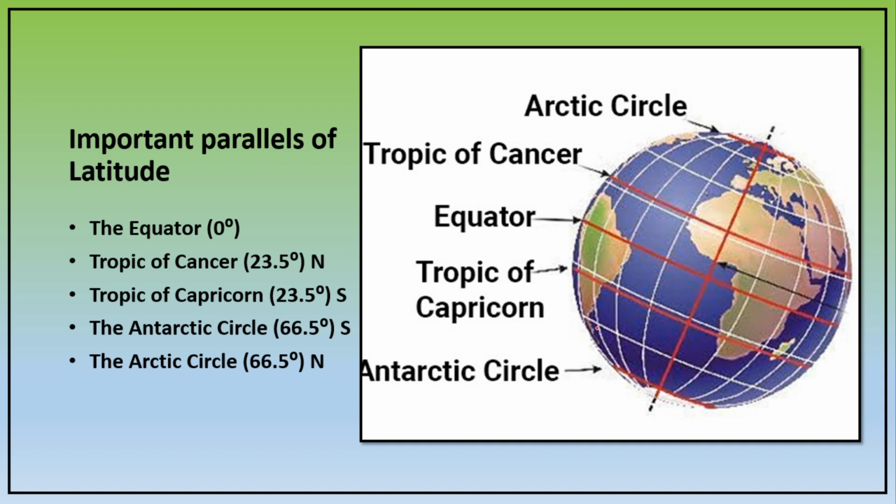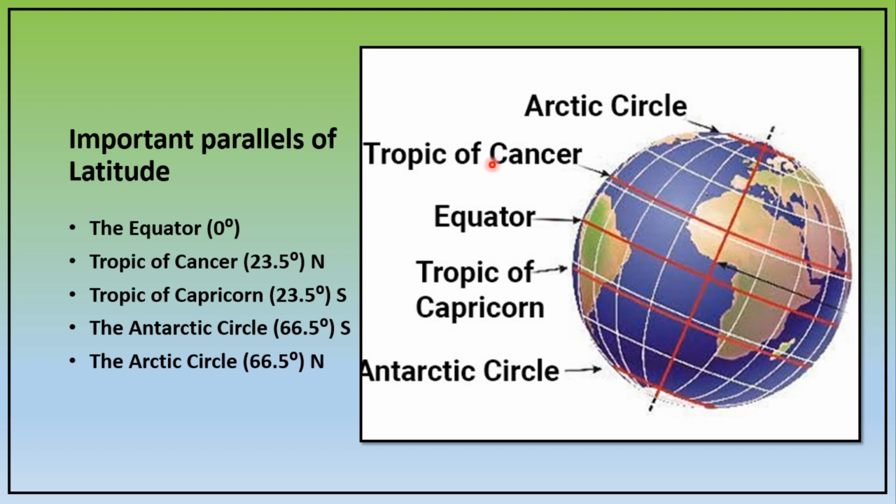Now, important parallels of latitude. There are 5 important parallels of latitude. They are the equator at 0°, the Tropic of Cancer at 23.5° north, Tropic of Capricorn at 23.5° south, the Antarctic Circle at 66.5° south, and the Arctic Circle at 66.5° north. Now these are very important latitudes because they have all been formed because of certain calculations.